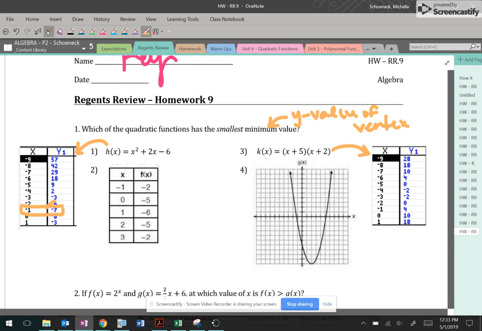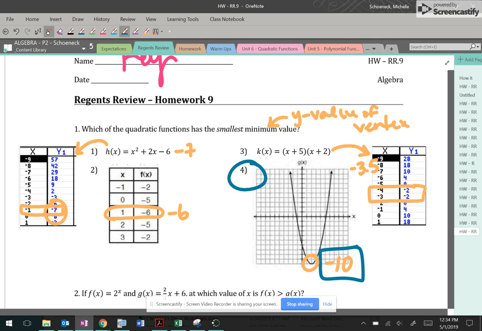So the y value for this one is -7. In choice 2, the turning point is 1, -6, so -6 is the minimum. In number 3, it's in between -3 and -4, halfway, so it'd be -3.5. And here, it's at -10. So out of these 4 numbers, the smallest one is -10. So answer choice 4 is correct.